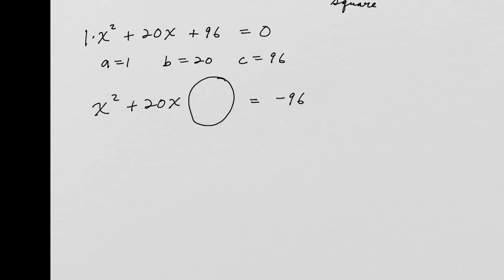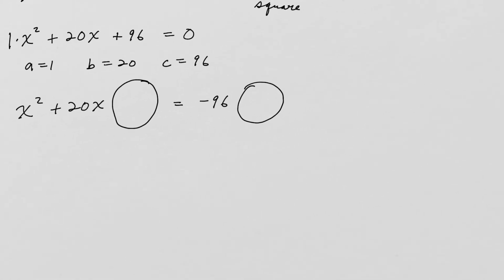But whatever we do to one side, we have to do the other side. So whatever I add there, I have to add the same thing here on the right-hand side, right? Because I can't just do something to one side of the equation. I have to do it to both sides of the equation. So what do I add? Well, what you add is a half of b squared. So I'll write that over here.